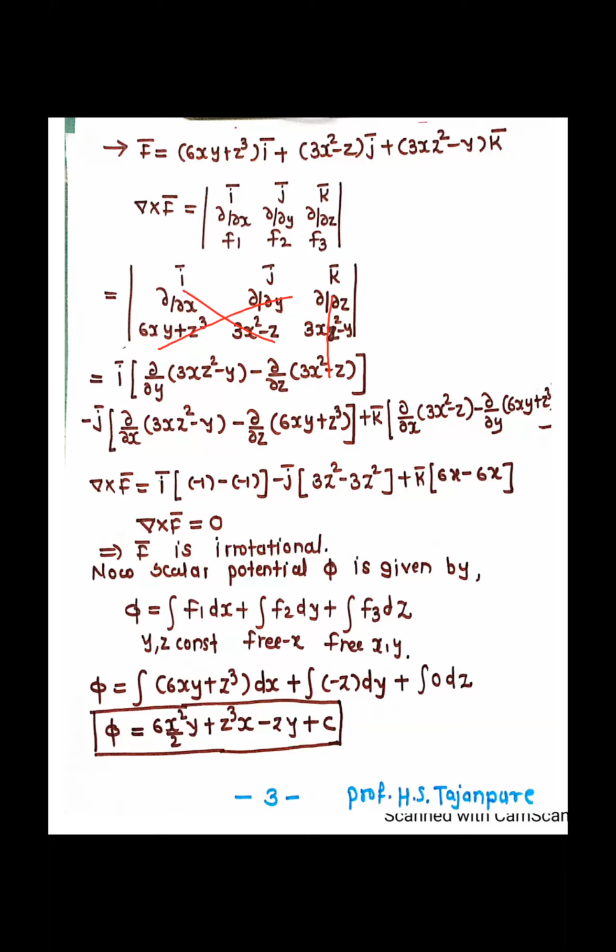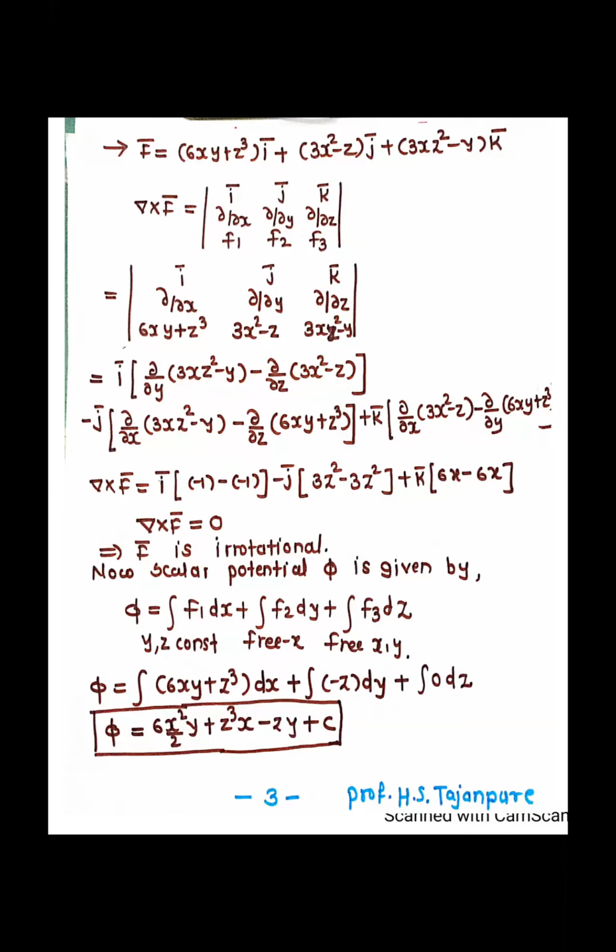Let's evaluate the determinant now. With respect to y, the derivative of this underlined term will be minus 1. Is it clear? With respect to y, xz is a constant, so the derivative of 3xz square will be 0, and minus y will be minus 1. Now here with respect to z will be minus 1 because the derivative of 3x square is 0. Is it clear? 3x square will be 0. Minus z will be minus 1.